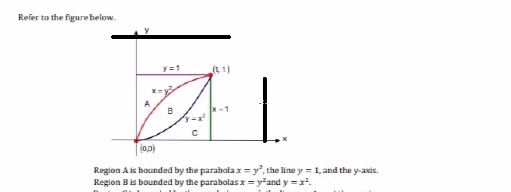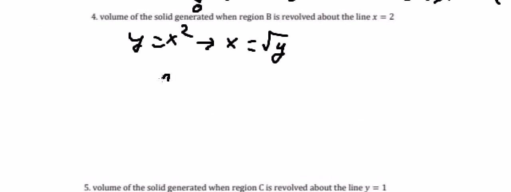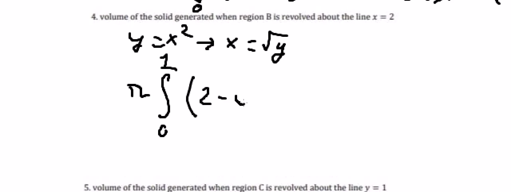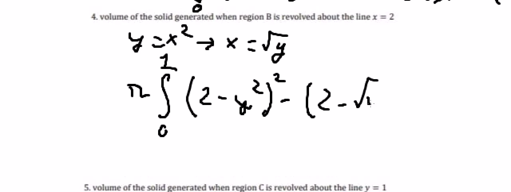So we use this curve minus this curve to find the area in here. Later that we use this curve minus this one to find the area in here. This area in here is above this area in here. So we have 2 minus y squared, minus 2 minus the square root of y to the power of 2 dy.